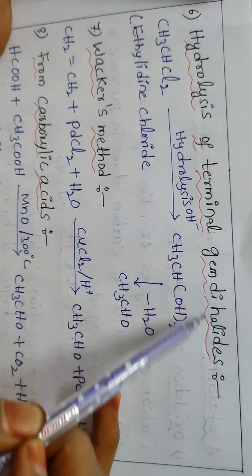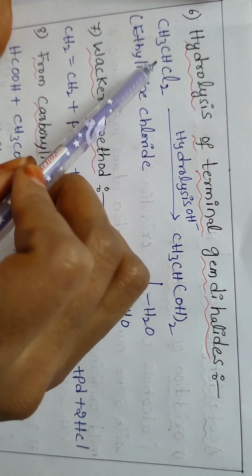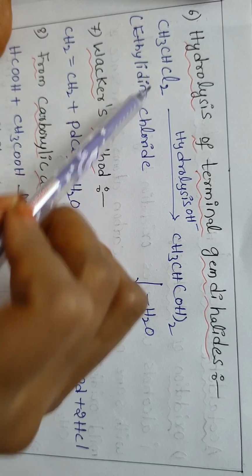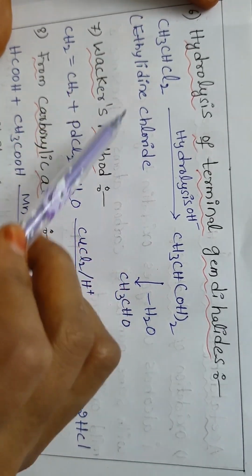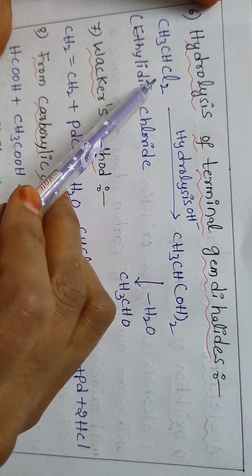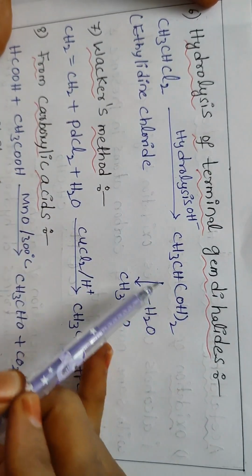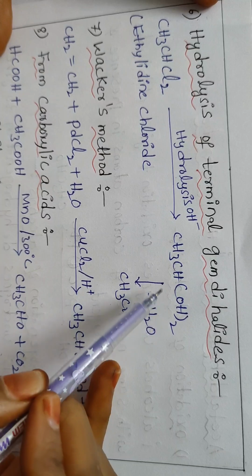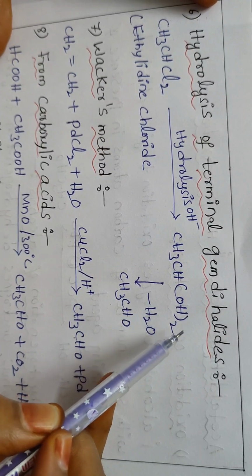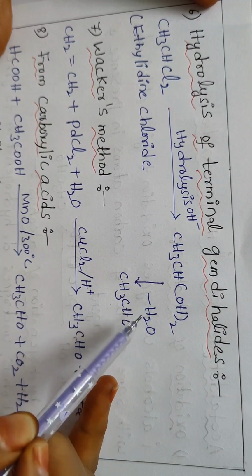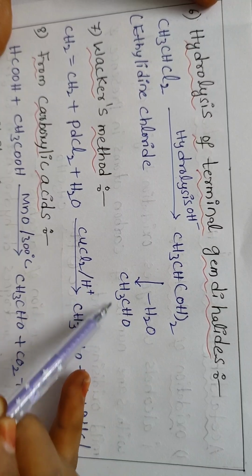These gem dihalides are present on the terminal carbon. So this is the terminal carbon, no? Ethylidene dichloride, CH3CHCl2, hydrolyzes to form the dihydroxy derivative, which further dehydrates to form acetaldehyde.